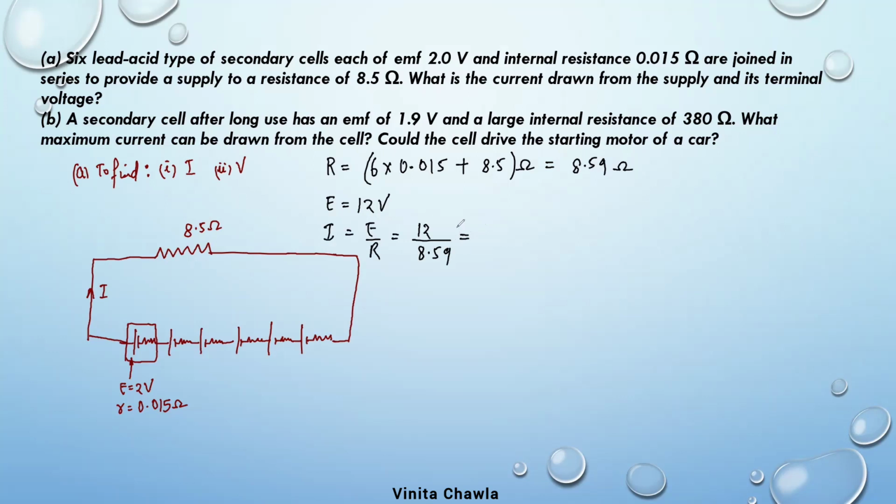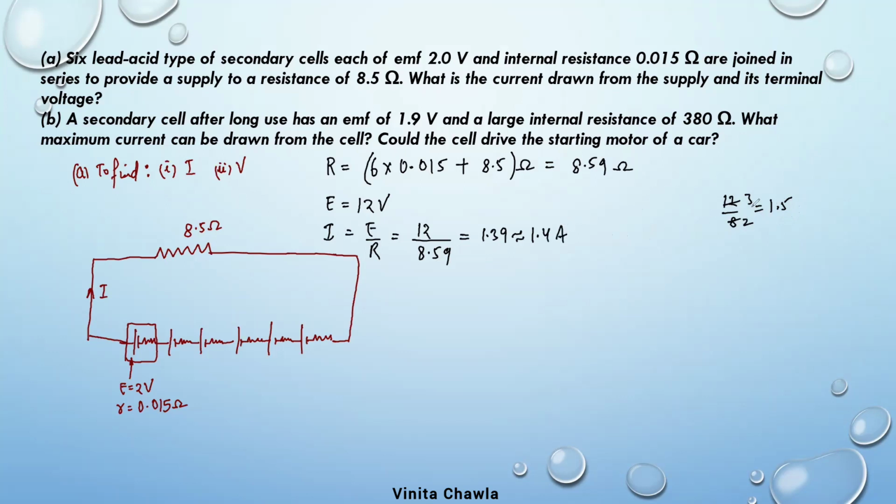How will you find the nearly equal value? We can consider this as 12 by 8, then the value is 1.5. But because the denominator is not 8, it is greater than 8, your value will be less than 1.5, near 1.4, around 1.4. So 1.39, or we can write this as 1.4 ampere.